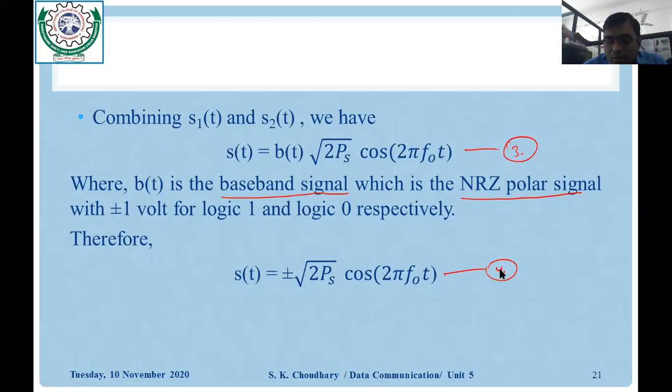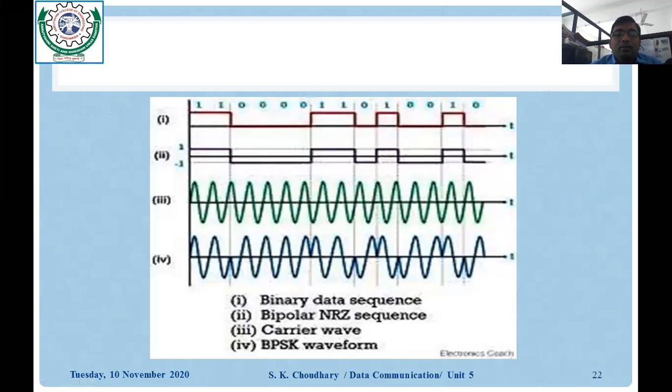Okay. So if we represent this binary phase shift keying through the diagram or the waveform, the idea would be more clear how the 180 degree out of phase signals are generated. So you can see here, the 4 waveforms shown in this diagram.